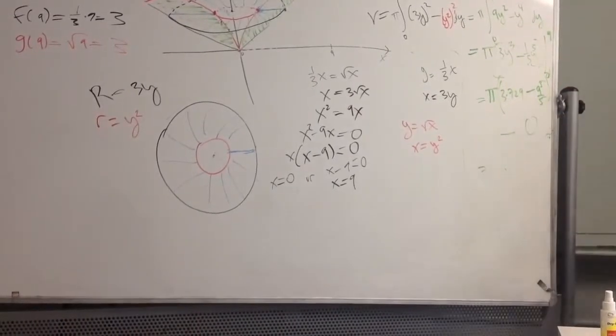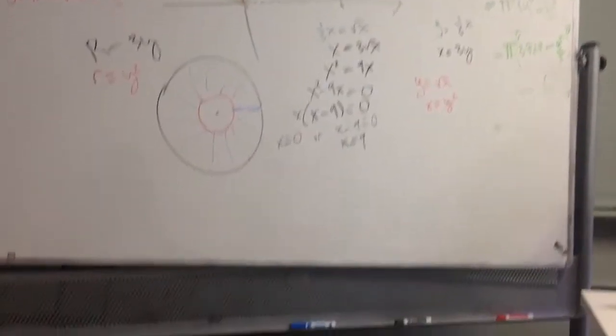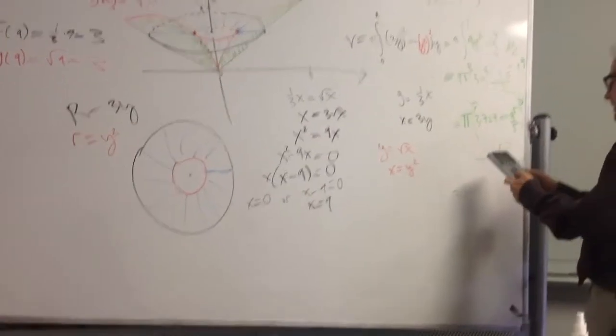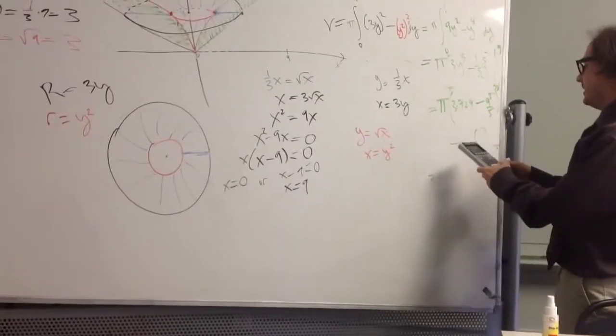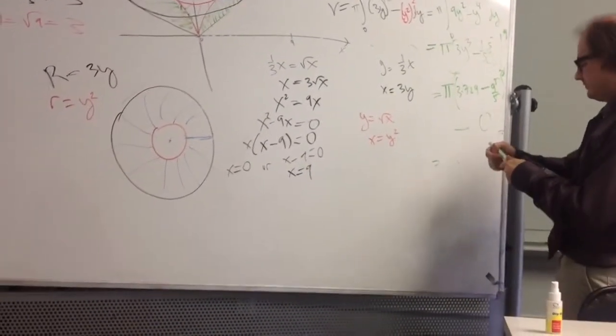And you're going to get some number. So I'm just going to go to my calculator and see what this number is. I don't know why I didn't do that earlier. So let's see. 3 times 729 is 2187.